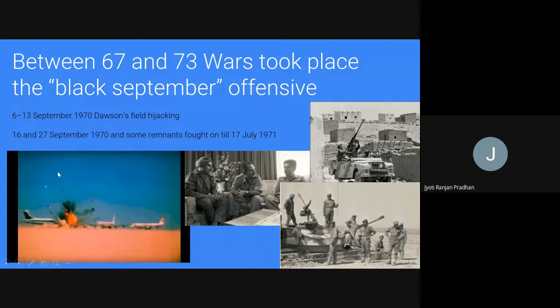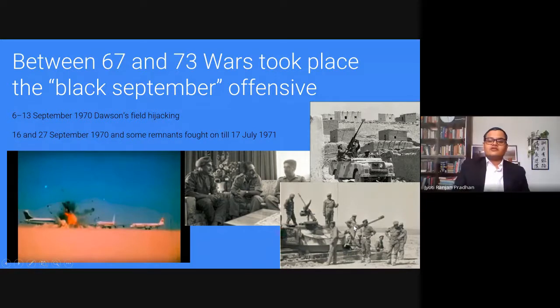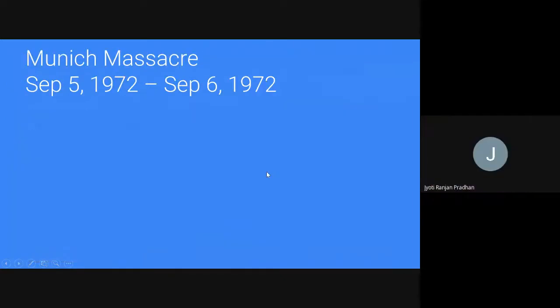This is one of the tanks that the Syrians lose, and the Jordanian soldiers are standing. In the center, we see the King of Jordan discussing with his commanders. One of the commanders back then was the future ruler of Pakistan, Ziaul Haq. He led one of the several operations against the Palestinians. Following this, the Fatah and the PLO relocate to Lebanon.